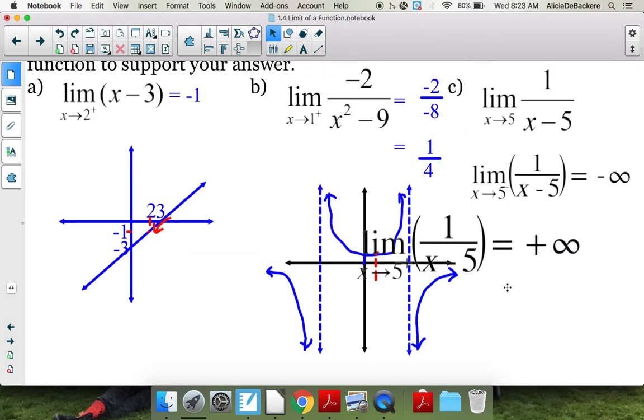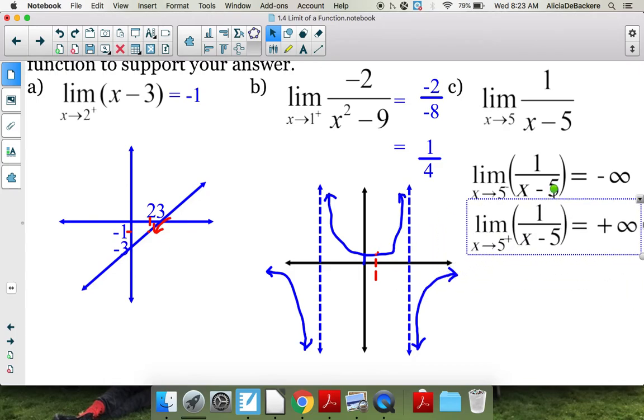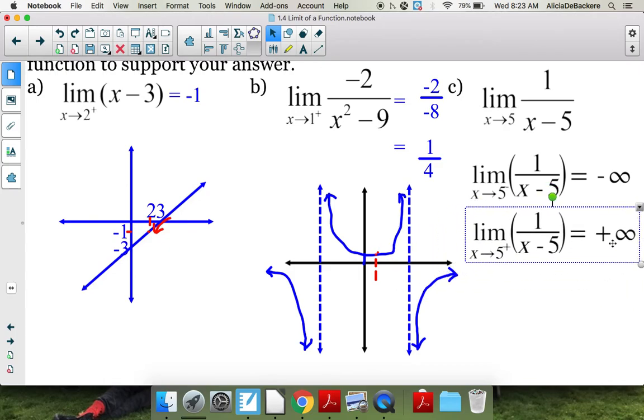And now what I notice is that when I approach 5 from the left, I get negative infinity, and when I approach 5 from the right, I get positive infinity. So this original limit does not exist.